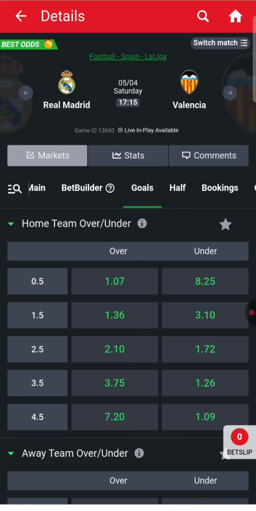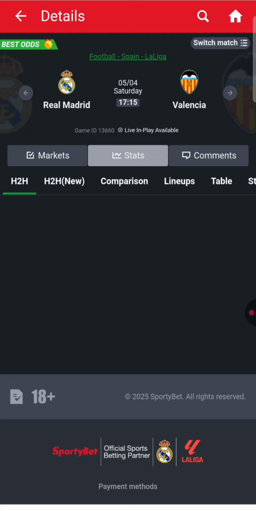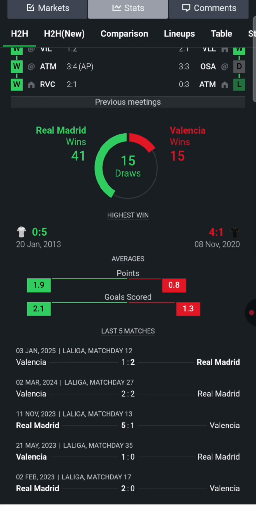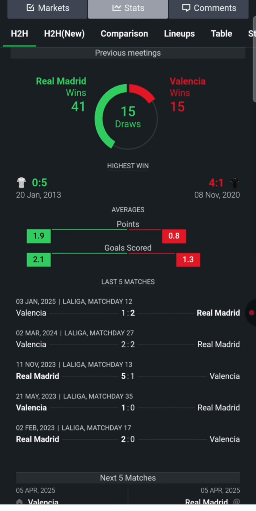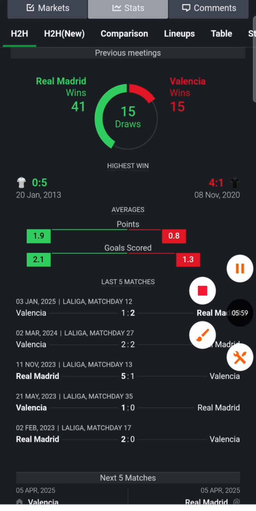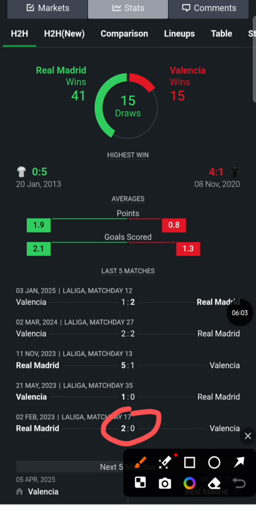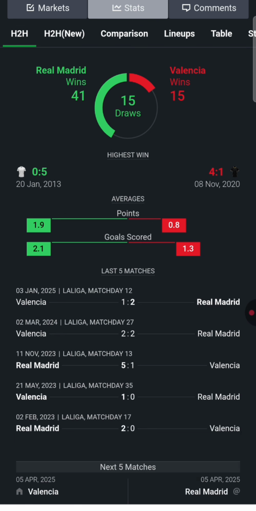Okay, since you have gone and checked the H2H, you can still tap on it again, take the H2H again, and you see that the overall tally here has been the least. The least one you can see here is this. But there's never been a time that they have not scored a goal in this match.